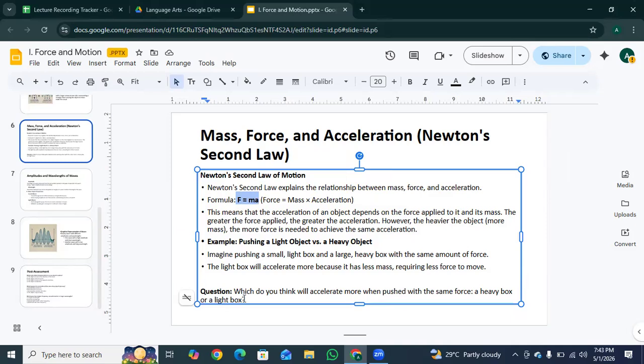So here we have a question: which do you think will accelerate more when pushed with the same force, a heavy box or a light box? Yes, the light box will accelerate more because it has less mass to hold it back.